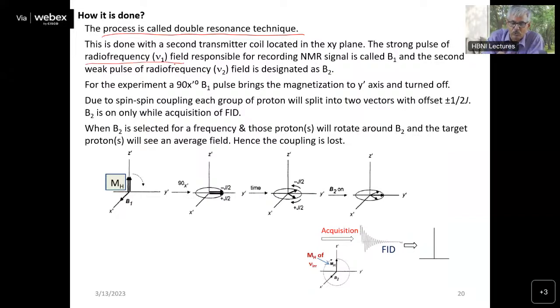Okay, so your radio frequency nu1, that is giving the B1 field, is giving you the spectra, and then you are using another radio frequency field of nu2 that is designated as B2, and that is a very selective frequency where you want to do the irradiation. Okay, so what you have to do is first give a 90-degree pulse.